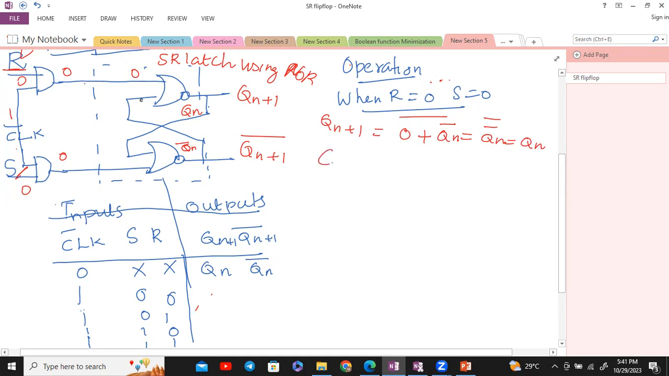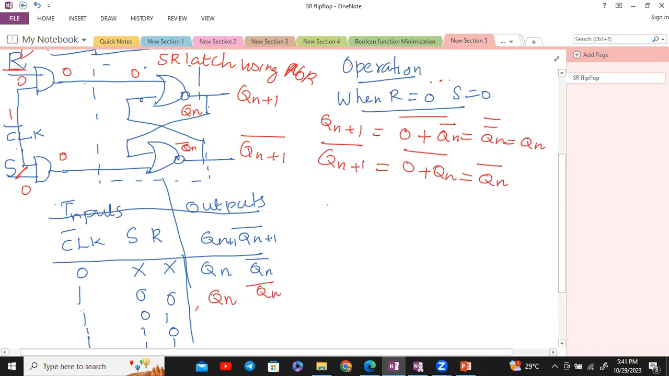Now, because we don't have the other value, we have to check the other output, Qn+1 bar. What is Qn+1 bar? The input to one NOR gate is 0 and the other one is Qn. So it is (0 + Qn) the whole bar, which is Qn bar. So what is the output you are getting? One is Qn and the other is Qn bar, as in the case of your NAND gate.